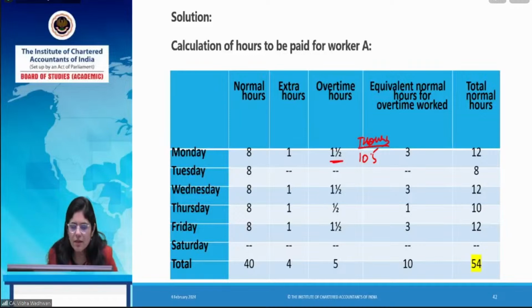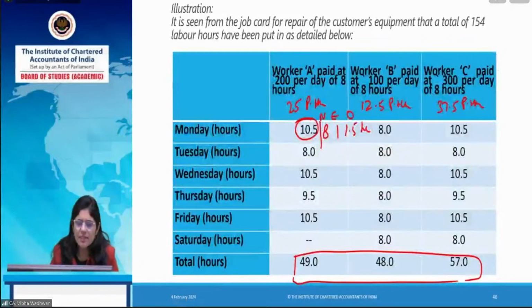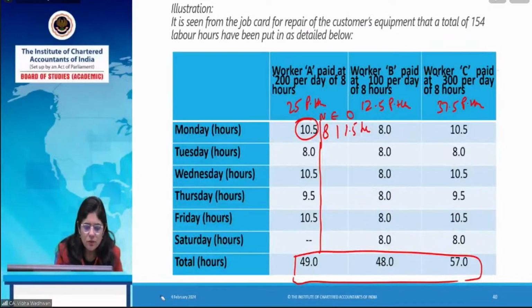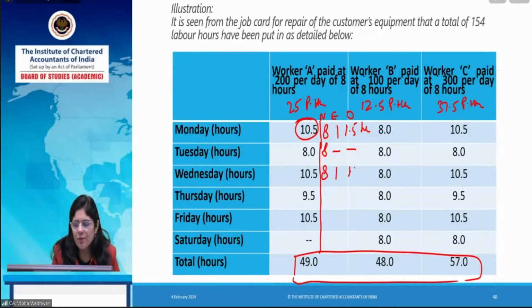Similarly, on Tuesday, worker A has worked for only 8 hours. Clear? See, these hours you should note down, and accordingly you will understand. Let me just explain here only so you will understand. Let me erase everything else. 8 hours, no extra, no overtime. Wednesday again, 8 hours is a normal hour, 1 hour extra and 1.5 only could be overtime. So out of 10.5, 1.5 is the overtime.